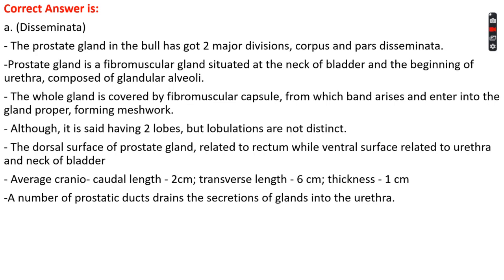Okay, although it is said that the prostate gland has two lobes, the lobulations are not distinct in the case of the prostate gland. The dorsal surface of the prostate gland is related to the rectum, while the ventral surface of the prostate gland is related to the urethra and the neck of the bladder. Okay, the average craniocaudal length of this prostate gland is 2 centimeters, the transverse length is 6 centimeters, and the thickness is about 1 centimeter.